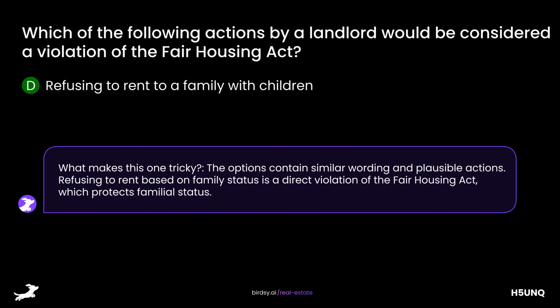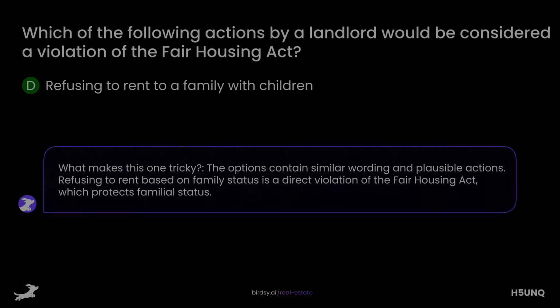What makes this one tricky? The options contain similar wording and plausible actions. Refusing to rent based on family status is a direct violation of the Fair Housing Act, which protects familial status.